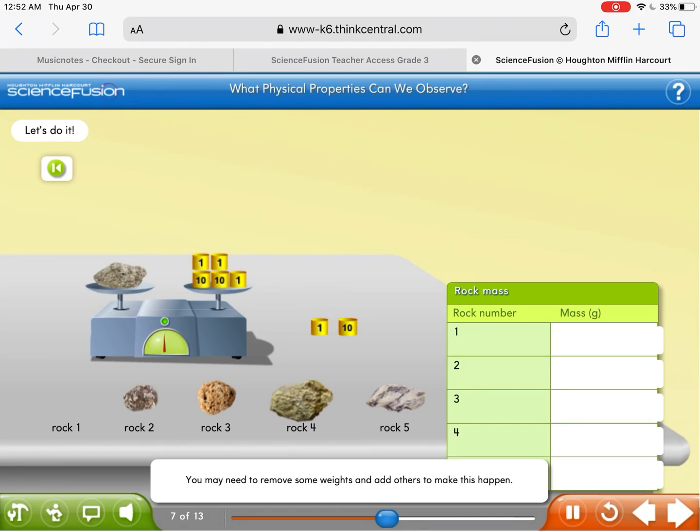You may need to remove some weights and add others to make this happen. Total the weights and type it into the table.